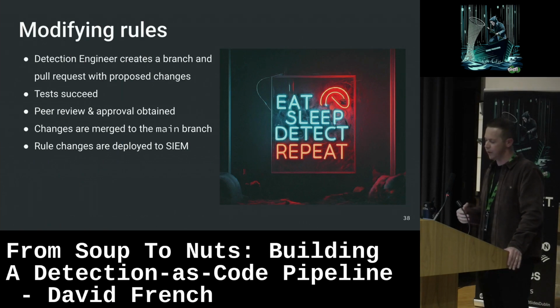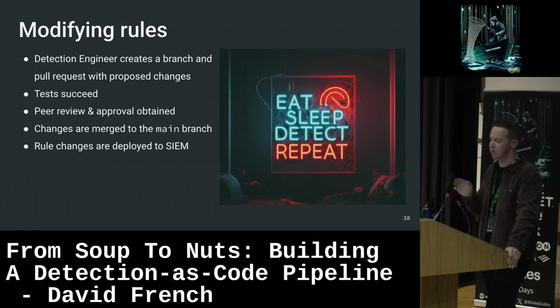And then, the process for modifying a rule is not all that different from creating a new rule. So your detection engineer stages their changes in a pull request in a new branch. They wait for those tests to pass. They get that peer review and approval. And then the changes are merged into the main branch and pushed out to the SIEM. So it's rinse, lather, repeat there.